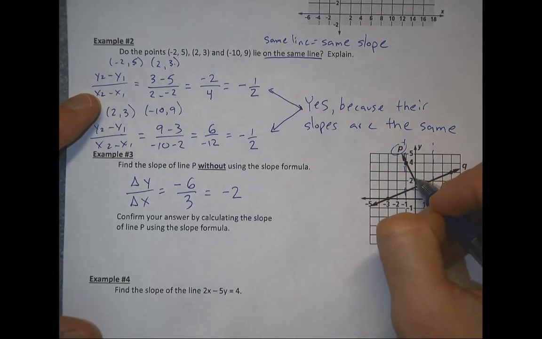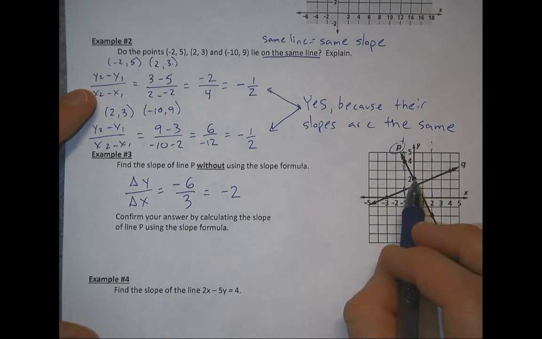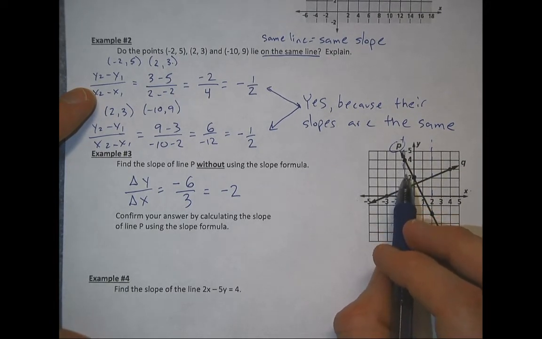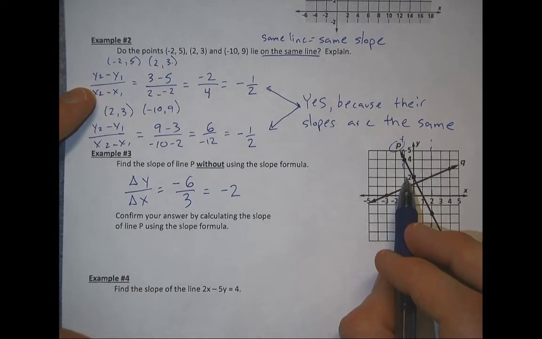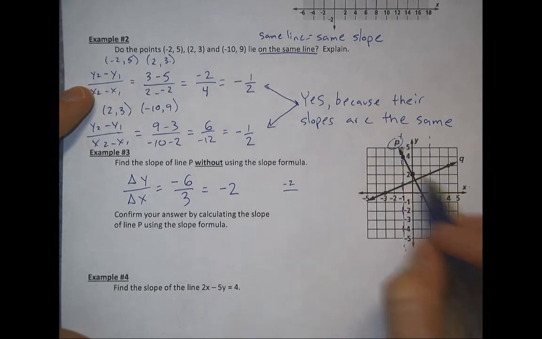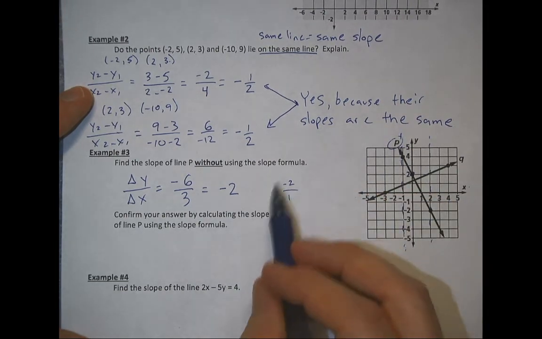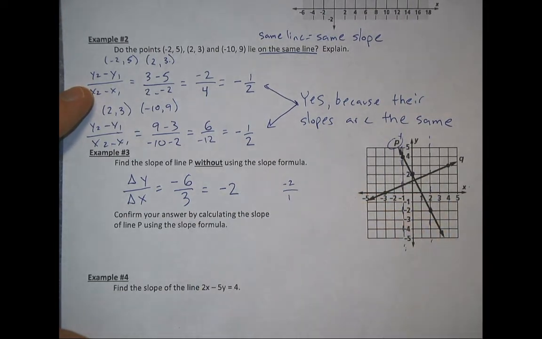Now, let's say you had seen this point right here, going back to this. That's right on the corner of that box, so I could use that. What would be my change in y here? Down 2, so negative 2. And what was my change in x left to right? 1. And this would also simplify to negative 2.